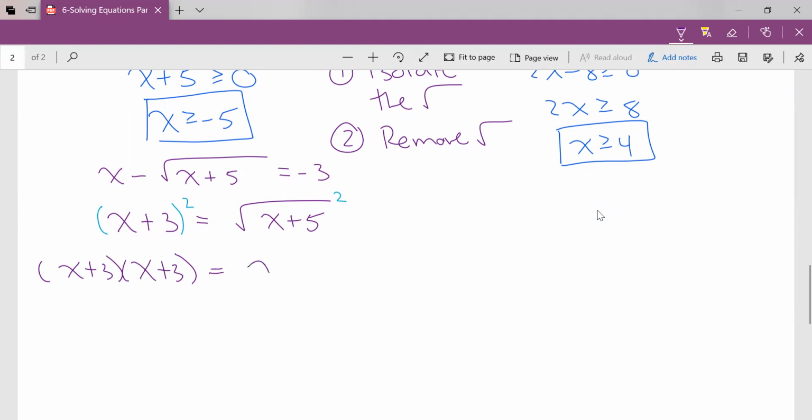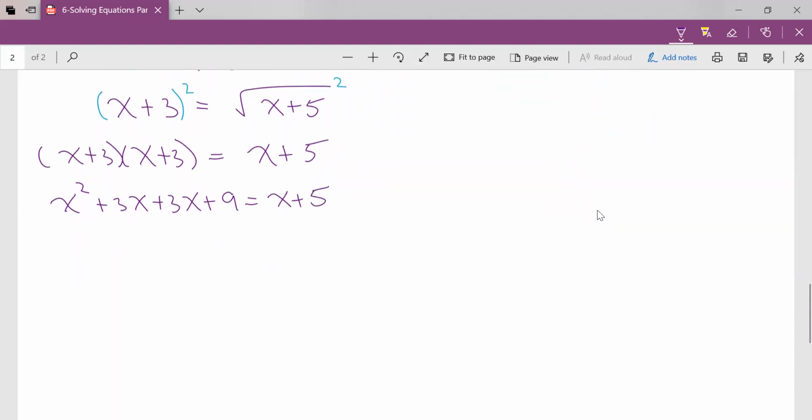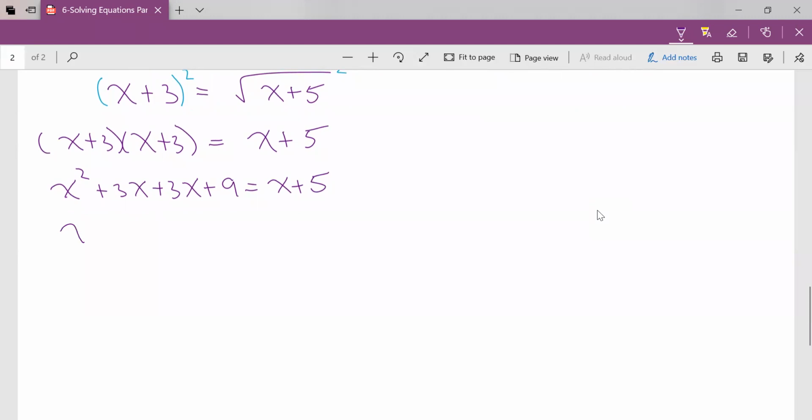On the right-hand side, well, the square and the square root undo each other. Okay. Now on the left-hand side, we're going to distribute this out. Maybe you like to use the term FOIL. So you're going to get x squared plus 3x plus 3x plus 9 is equal to x plus 5. Okay. Now we're going to collect some like terms. So there's a lot of steps here. x squared plus 6x plus 9 is equal to x plus 5.